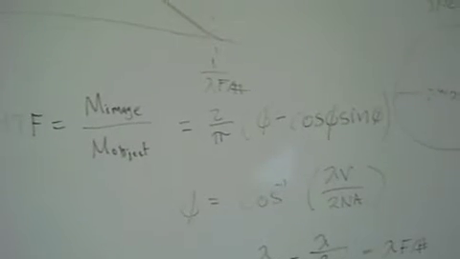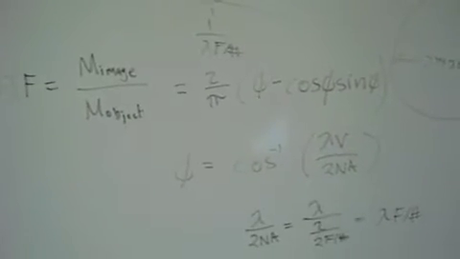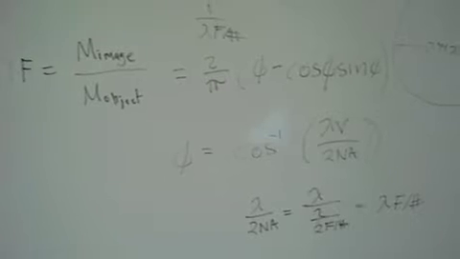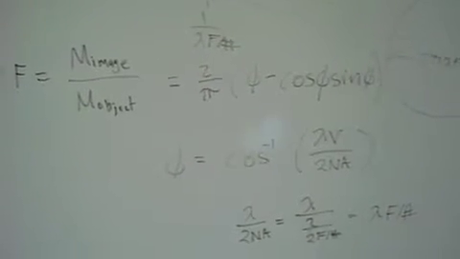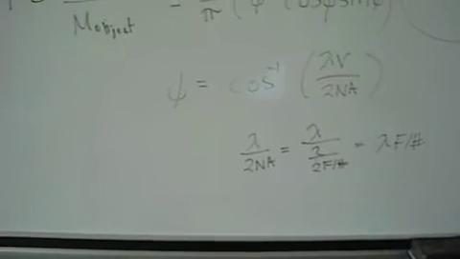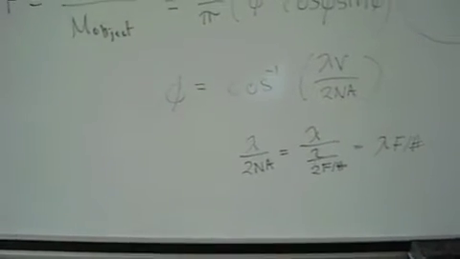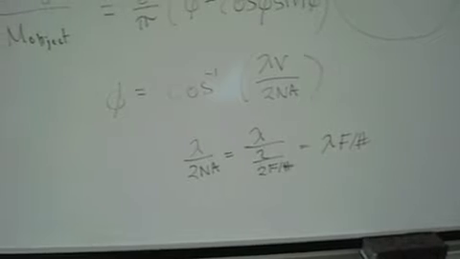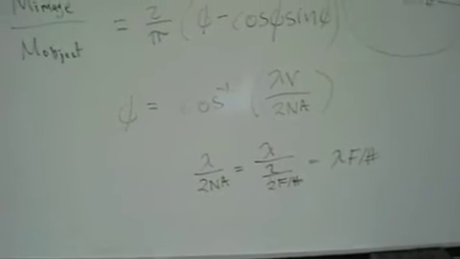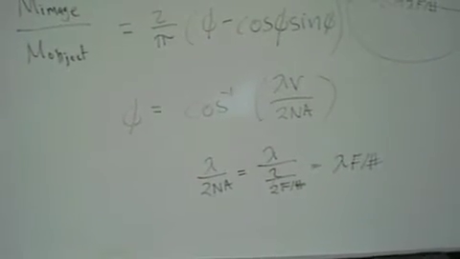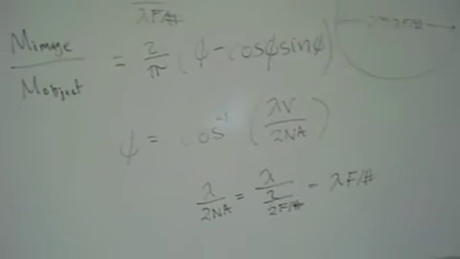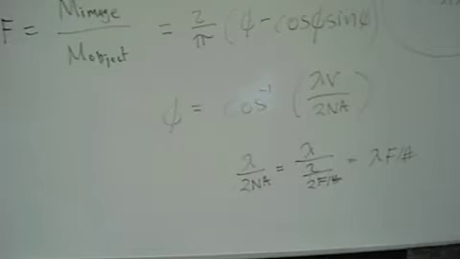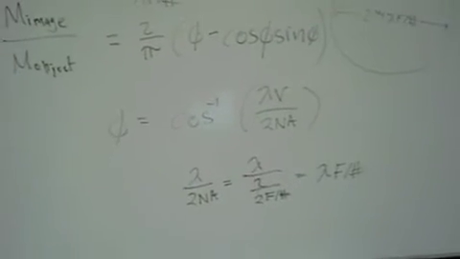And here's the equation that describes the curve, the plot that you just saw. The phase is equal to cosine inverse of lambda times the spatial frequency divided by 2NA. If you manipulate that equation, you'll see that lambda over 2NA is equal to lambda f number. So when your frequency is equal to 1 over lambda f number, your phase is equal to the cosine inverse of 1, which is 2 pi.